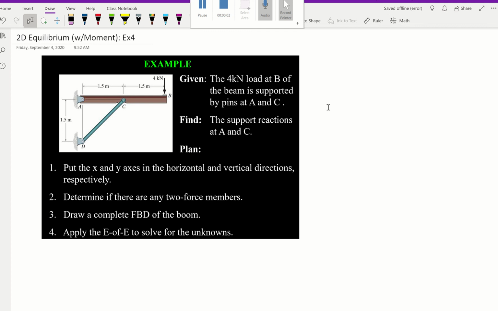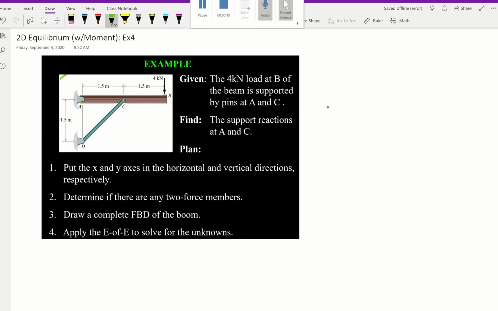And now let's look at another example of equilibrium. They said for this frame, there's a 4 kilonewton load at B and the support at pin A and C. Find the reaction support at A and C.